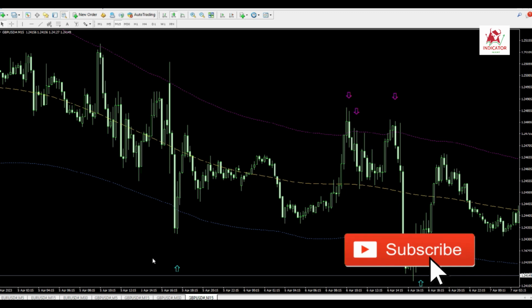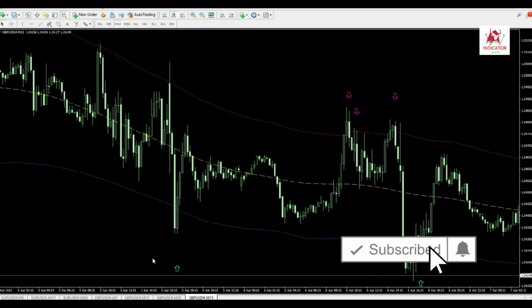2. Trend trading. Open a buy position when the following conditions are met. Price is above the green cloud. The aqua arrow pointing up appears. Place a long order at the opening of the next bar.